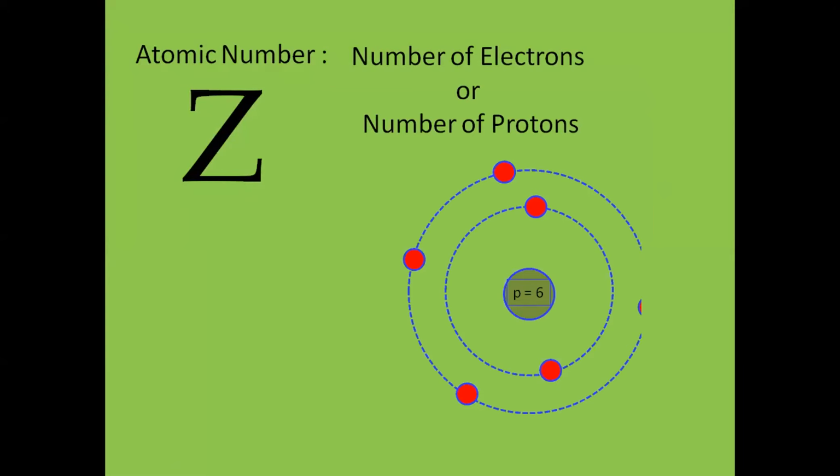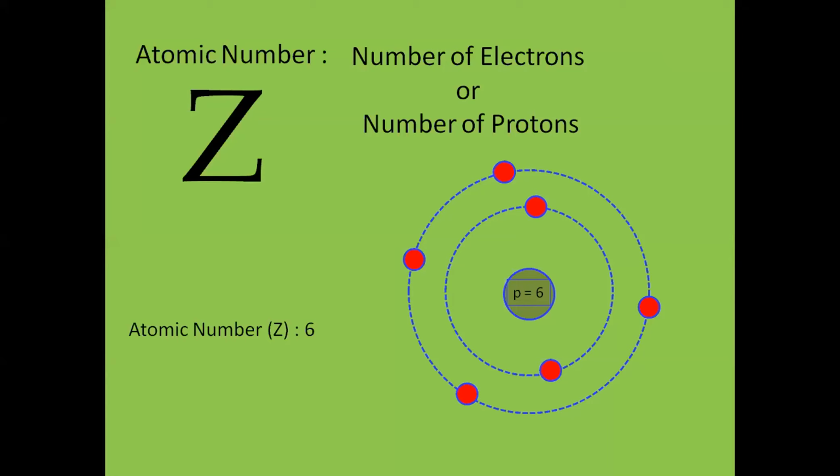As you can see in this structure here, inside the nucleus I have written P equals 6. Can you see the number of dots which are present in the different orbits of the shell? How many red color dots are shown here? Yes, 6, right? So when the number of protons is 6, we know that inside an atom, the number of protons is always equal to the number of electrons. So both are 6, which tells me that the atomic number Z is 6.